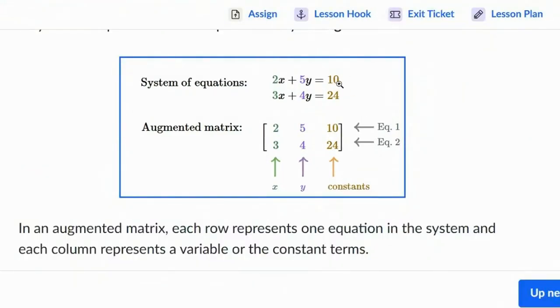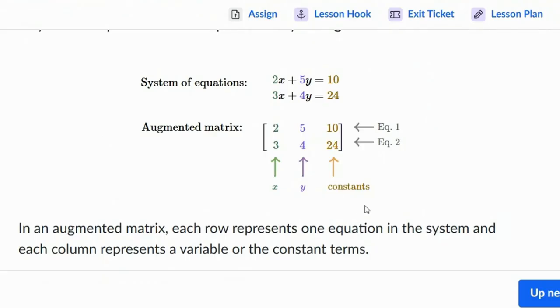And then the last column is the constants that the equations are equal to. Equals 10, equals 24. So you can see the first row represents the first equation: 2, 5, 10. The second row is the second equation: 3, 4, 24.